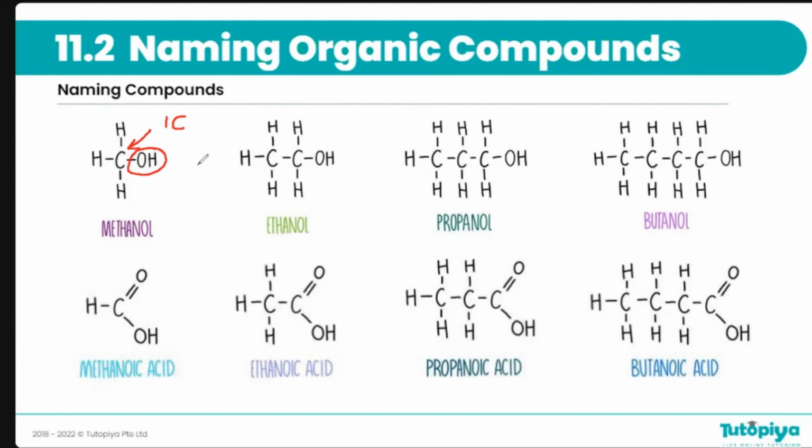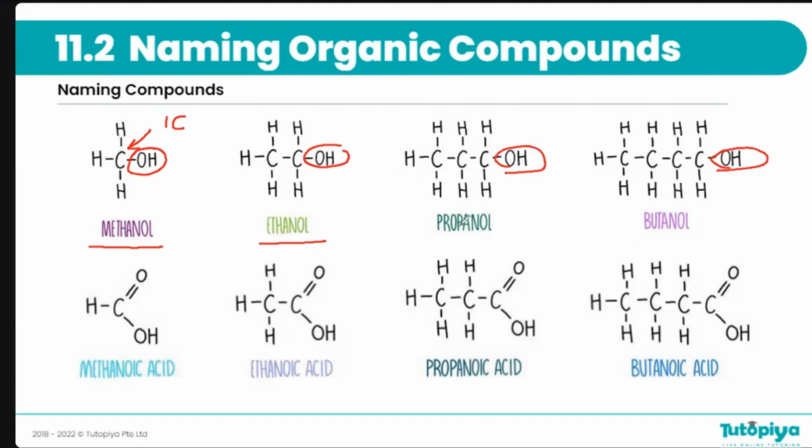an alcohol. So if it's 1 carbon, the prefix has to be meth. And because it's an alcohol, it should end with the suffix -ol. So combining these two together, we have the name methanol. Let's try the second one. There's 2 carbons, and again we have the OH, which is an alcohol. So it's ethanol.